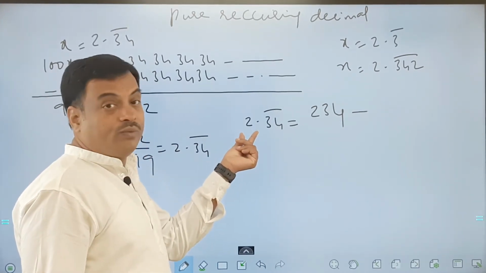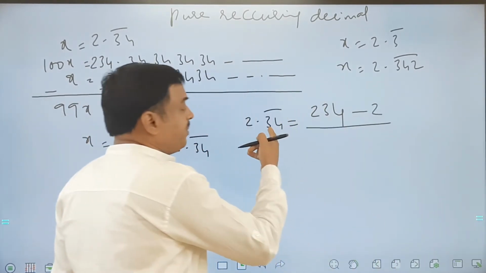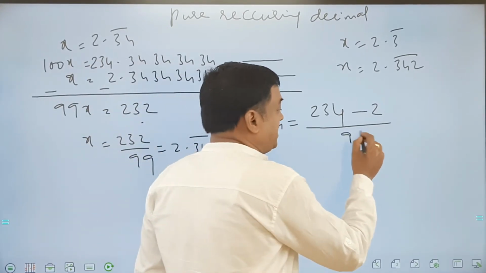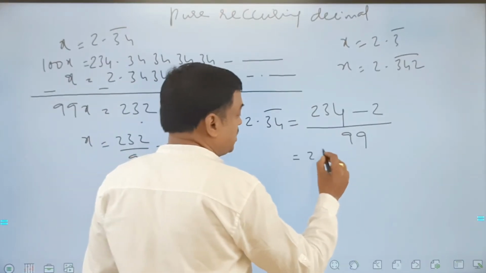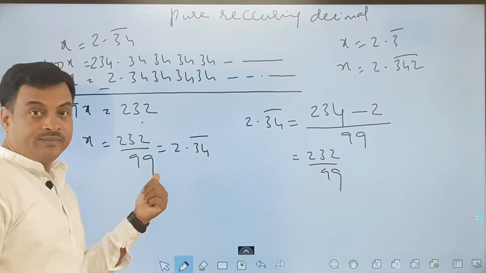We have only 2 without bar here. So I'll apply 2 over here. Upon, what is the periodicity, my friend, here? The periodicity is 2. So I'll apply 2 9s in place of that denominator. And now after subtracting, it is 232 upon 99 is the answer. You can see the same answer, we got it here.